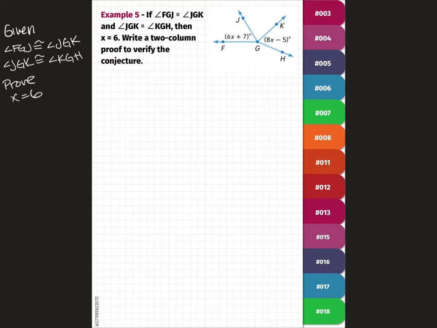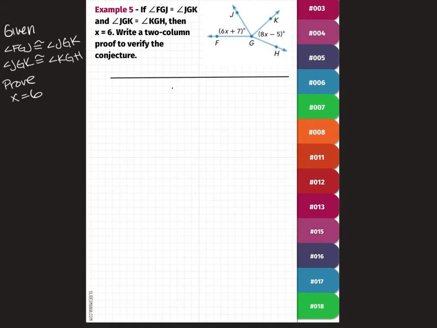So we're going to write a 2-column proof. So let me get that set up. That's a white line, and we definitely need a black line. Oops. Keep forgetting that from one line to the next, you gotta click line again. Okay, so we're gonna have our statements over here and our reasons over here.